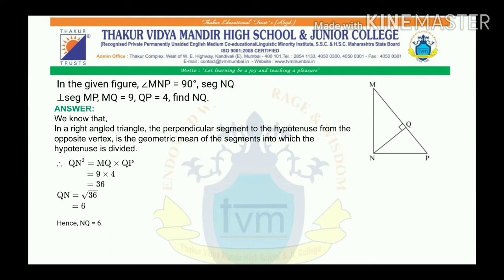Now the solution for that is, as we know, in a right angle triangle, the perpendicular segment to the hypotenuse from the opposite vertex is the geometric mean of the segments into which the hypotenuse is divided. Or you can say NQ is the geometric mean of MQ and PQ, and the meaning of that is NQ square is equal to MQ into PQ. By substituting MQ and PQ, we get 9 into 4, 9 fours are 36, so you will get NQ square as 36. So by taking square root, you will get NQ is equal to 6. Hence the value of NQ is 6.